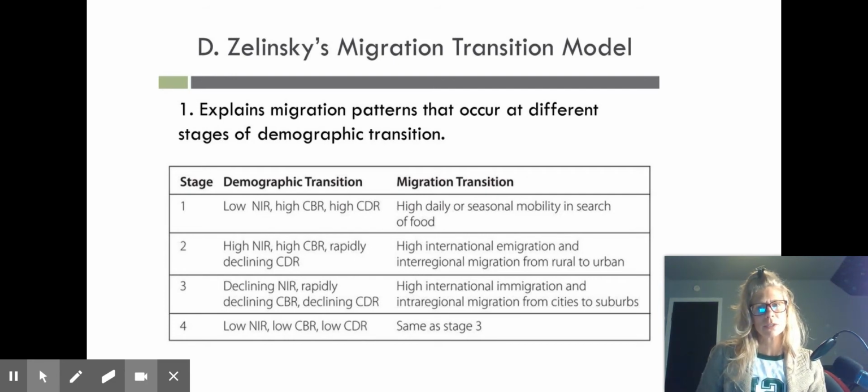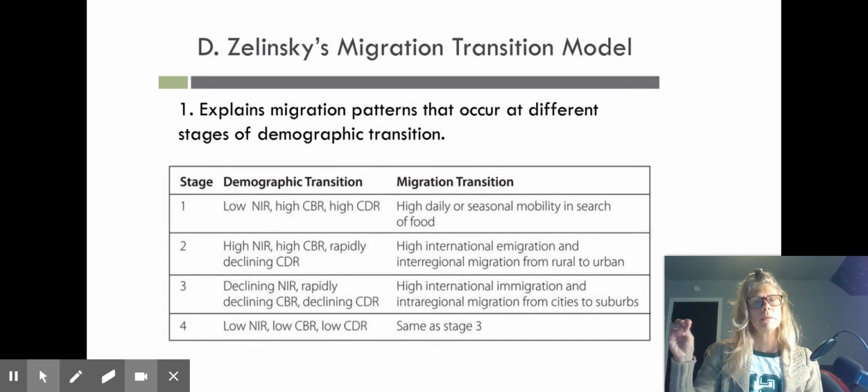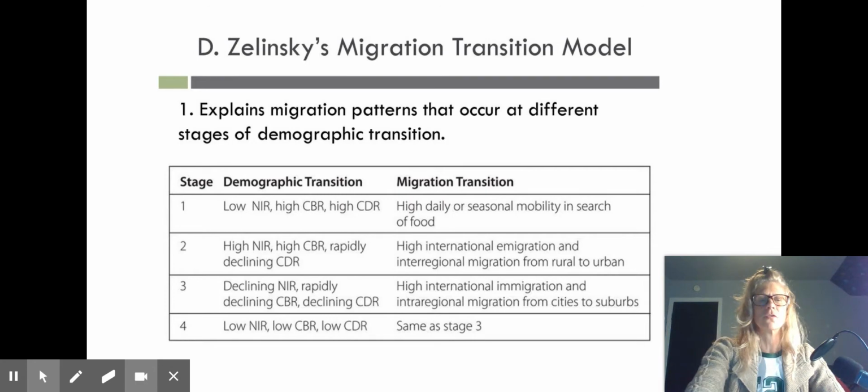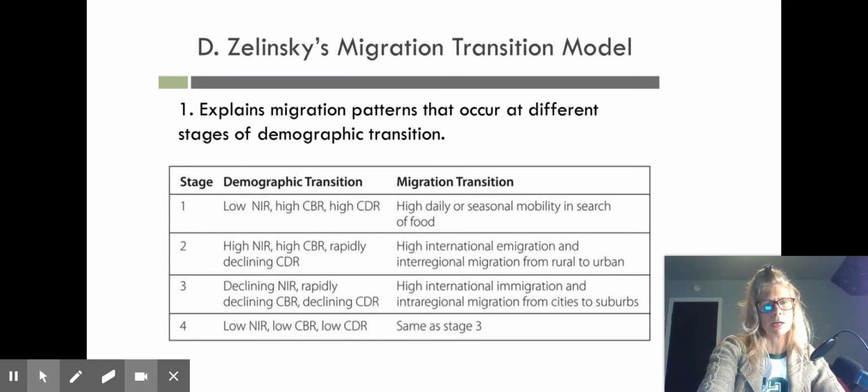Then when we get into stages 3 and 4, right, we see that crude birth rate coming down, and we also see the crude death rate coming down because people have had that cultural shift, not having as many children anymore. Now, what's going on in migration in those stages is you have a high international immigration, so people leaving countries and coming to other countries. But you also still have interregional migration from people going from the cities now into the suburbs. Okay, and you also see that same pattern in stage 4. All right, that's Zelensky's migration model.